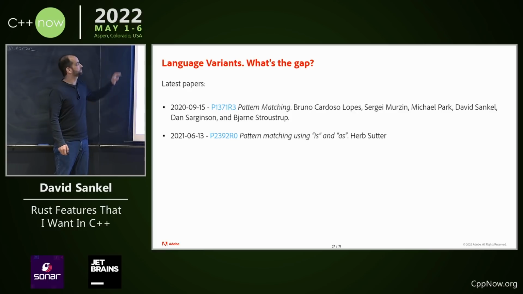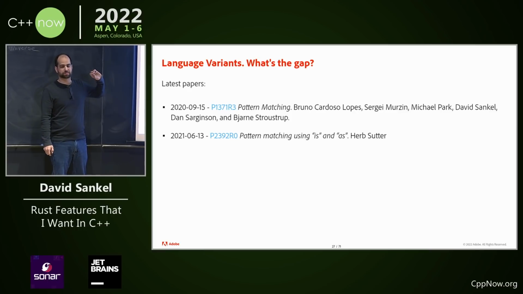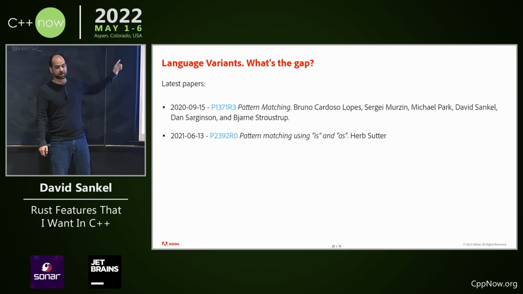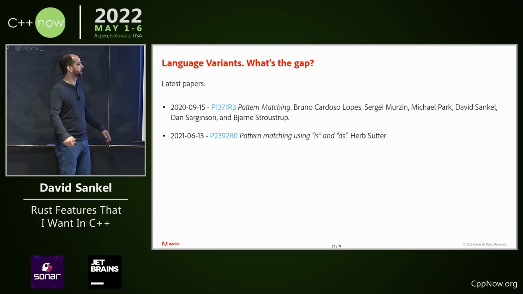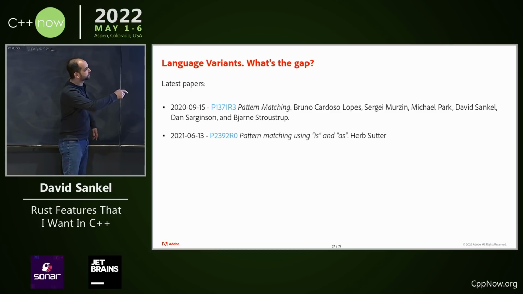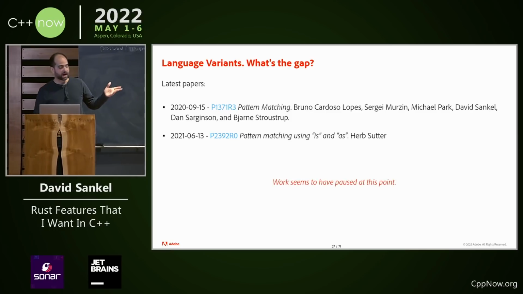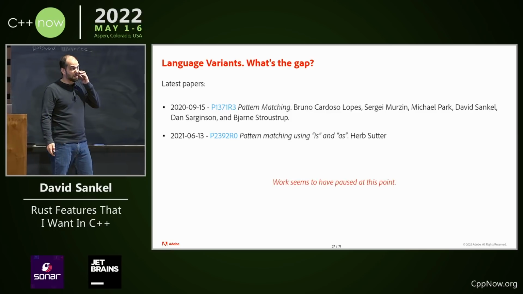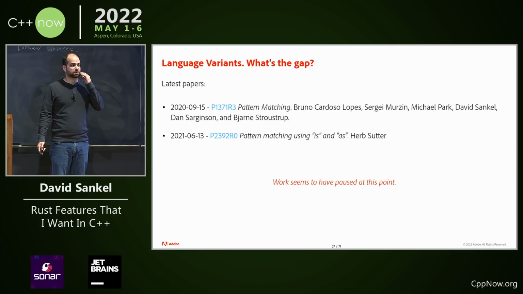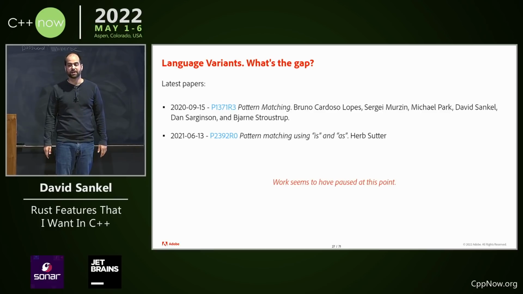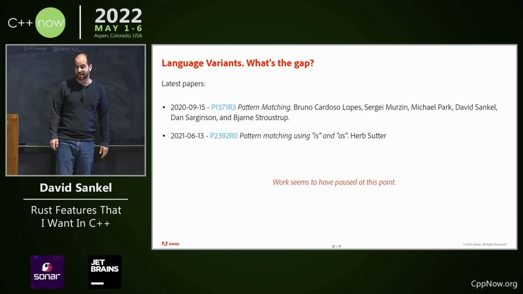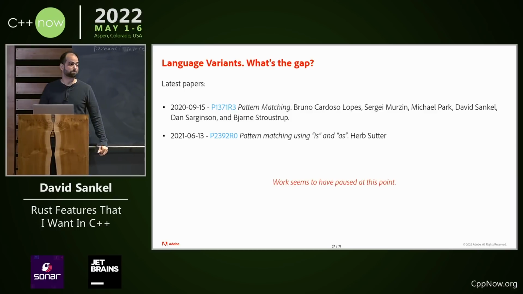Yeah, sure. I think he also wrote another paper which didn't include these co-authors, with some of his ideas. Very cool though. So the other one is pattern matching using is and as by Herb. So this is the other syntax. And work has paused at this point. I think people are overwhelmed with a lot of stuff, but also realizing it's going to take forever, and it's not even a sure bet that we'd get it in there. That's the gap. Okay. Cool.